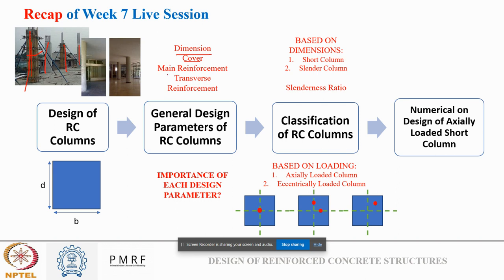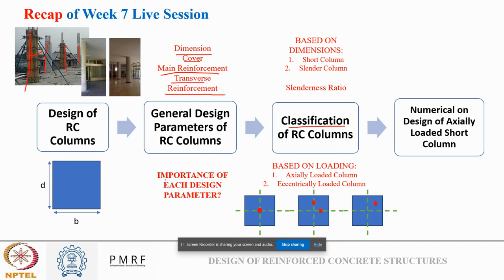Third is main reinforcement, or we can say longitudinal one, which resists the compression load along with the concrete and also resists the bending. And finally, there is transverse reinforcement, which is also known as tie bars. As the name suggests, it is used to tie the main reinforcement and keep them intact in position.